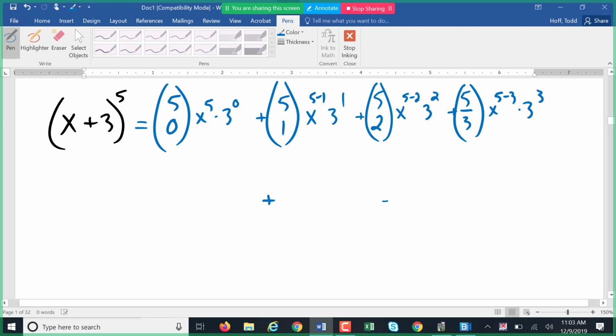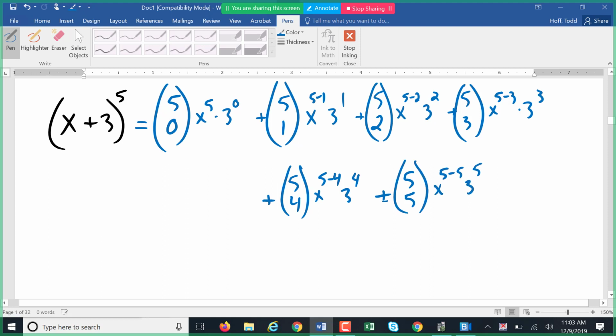And 5 choose 4, x to the power of 5 minus 4, 3 to the power of 4. And the final term, the sixth term, 5 choose 5 of x to the 5 minus 5 and 3 to the 5.